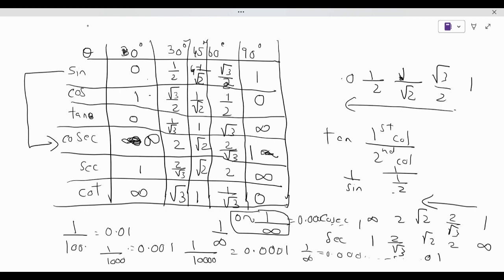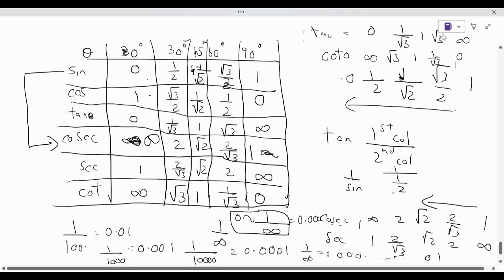See, even for cot, there is a memory technique. You have to write the reverse of tan. See, tan is equal to 0, 1 by root 3, 1, root 3, infinity, right? You write the reverse for cot. Cot will be infinity, root 3, 1, 1 by root 3, 0. Fine. So once again, I'm using only the memory technique. I'll be deriving the table. If you want, you can take a snapshot of this.